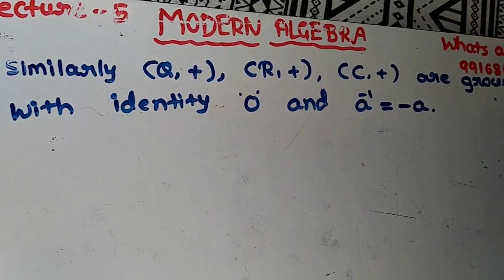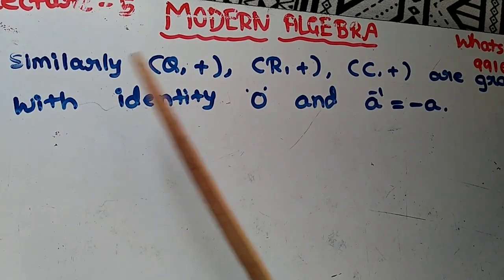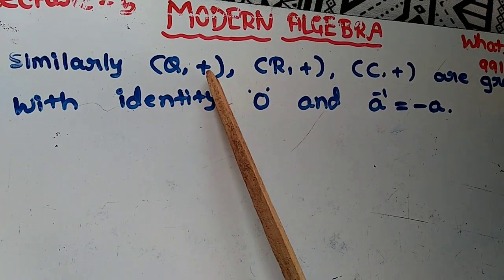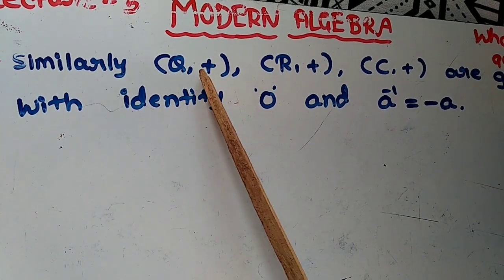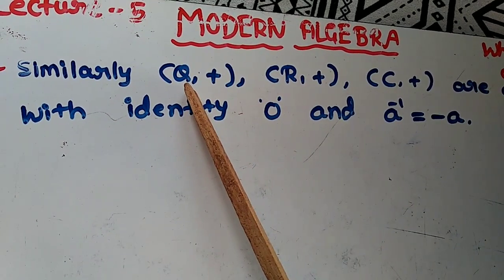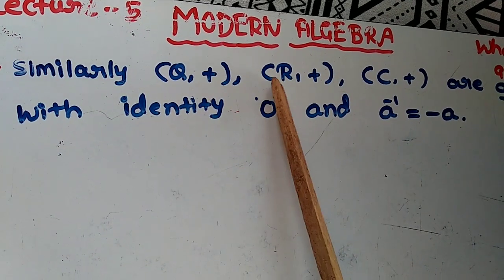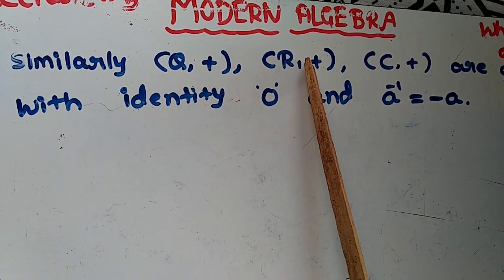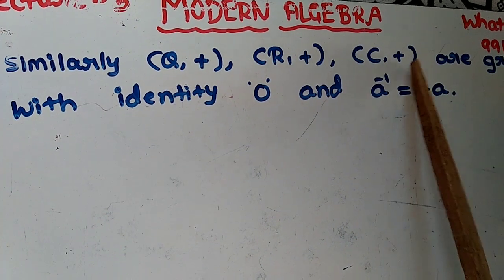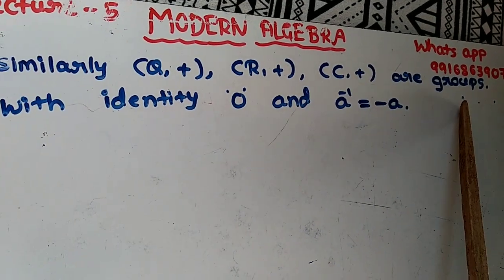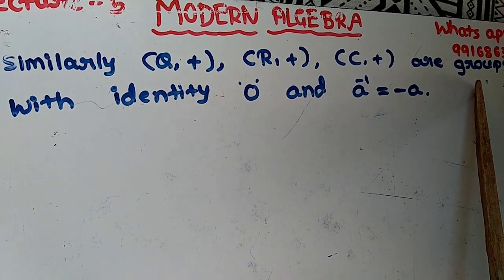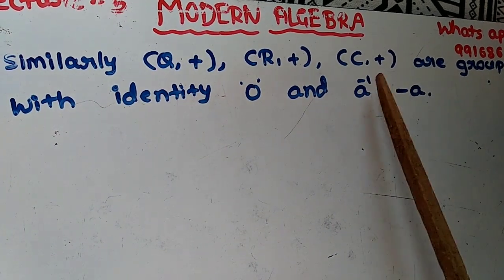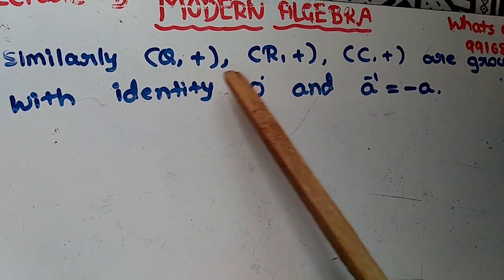Similarly, Q with respect to the addition operation. Q means the rational numbers, and likewise real numbers with addition, and complex numbers with addition. These all are groups. I already proved these things. If you want, just let me know and I will send these proofs, otherwise you have to check it.